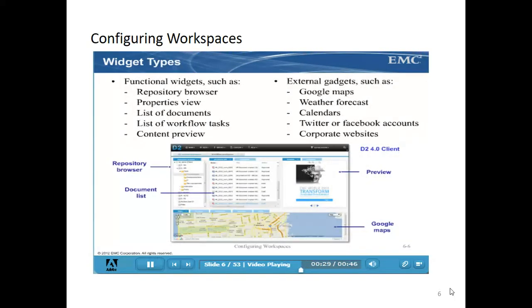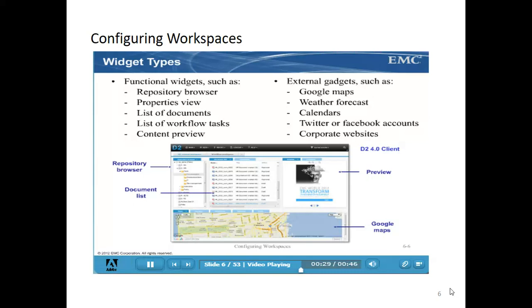There are some types of widget. Majorly there are like 20 to 30 widget types by default. D2 is providing some majorly used widgets. One is the repository browser, which is highlighted here at the left side, or you can consider it the west side. Repository browser is nothing but, in Webtop or DA, you can see one repository browser, right? All the cabinets, folders, documents which you can navigate and see, that is called the repository browser.